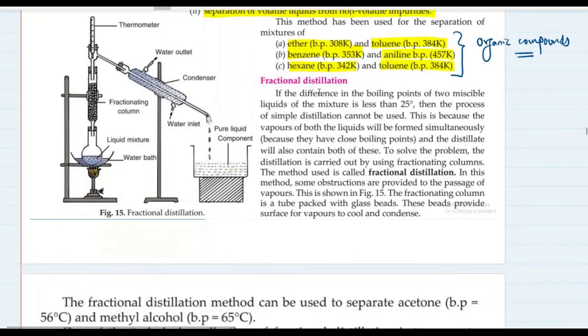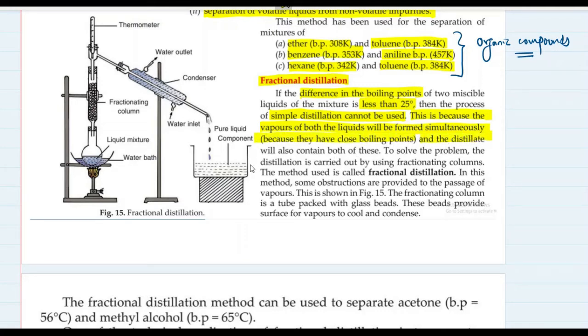But the next distillation method which we are going to discuss is a little bit more complicated, that is fractional distillation. What if the difference in boiling points of two miscible liquids is less than 25 degrees Celsius? Then the process of simple distillation cannot be used. This is because the vapors of both the liquids will be formed simultaneously together because they have close boiling points.